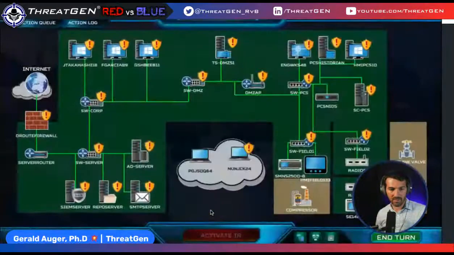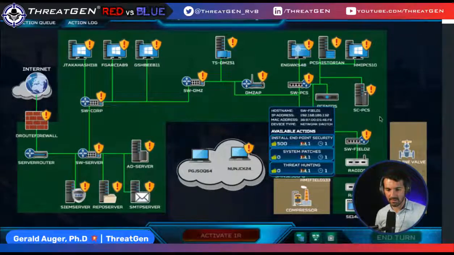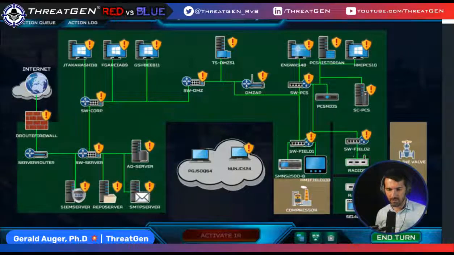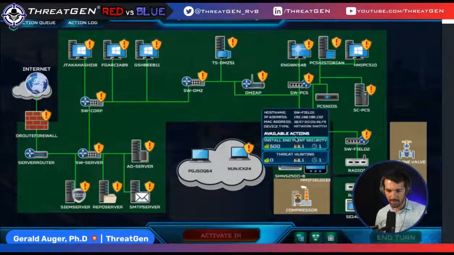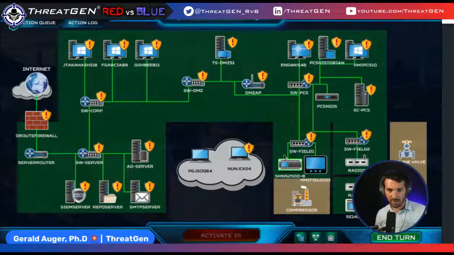Did we find anything when we threat hunted? It was kind of anticlimactic. Anticlimactic? Okay, so one of these devices was getting popped. So let's patch and harden in front of it.